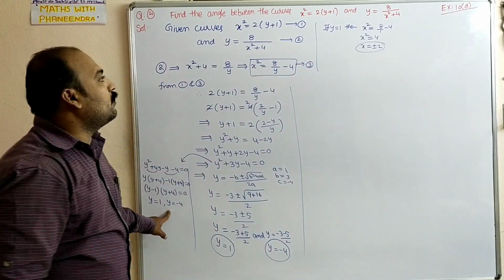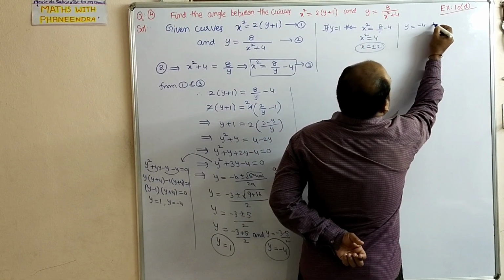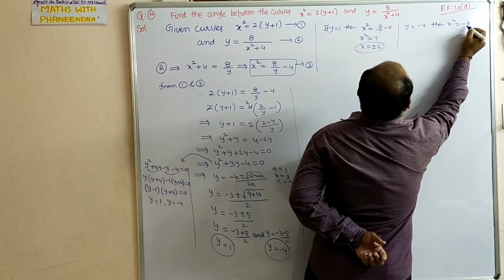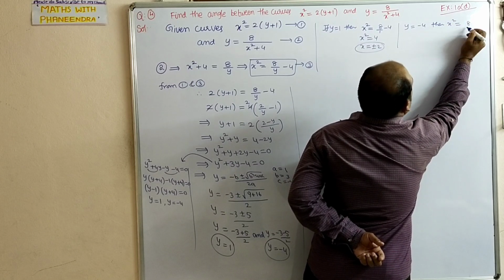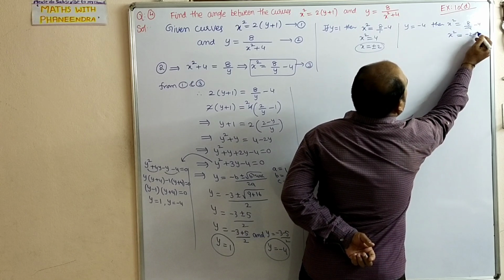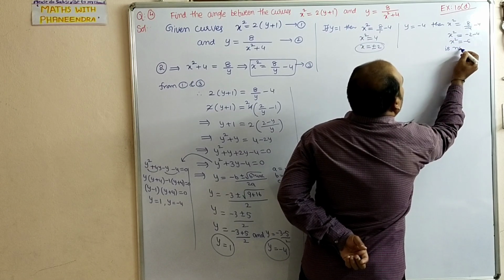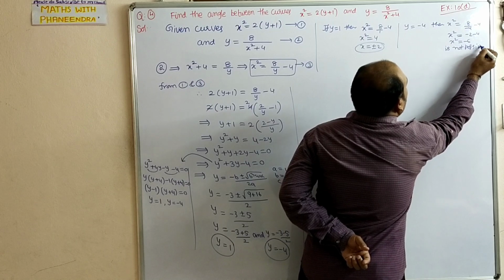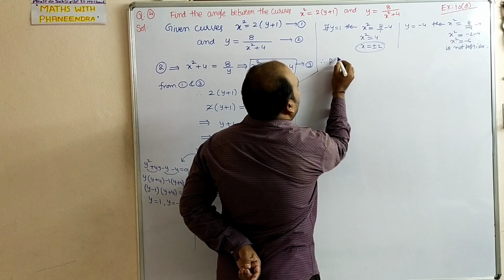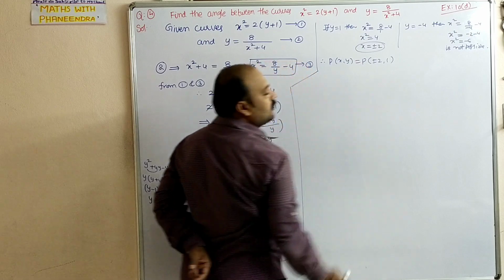Suppose we take y is equal to -4, then x square equal to 8 by (-4 + 4)... x square equal to -6 is not possible. So at this point only you can consider, therefore the point P(x, y) will become P(±2, 1).